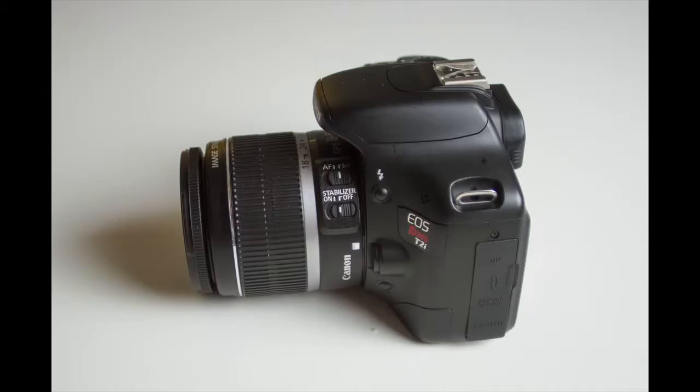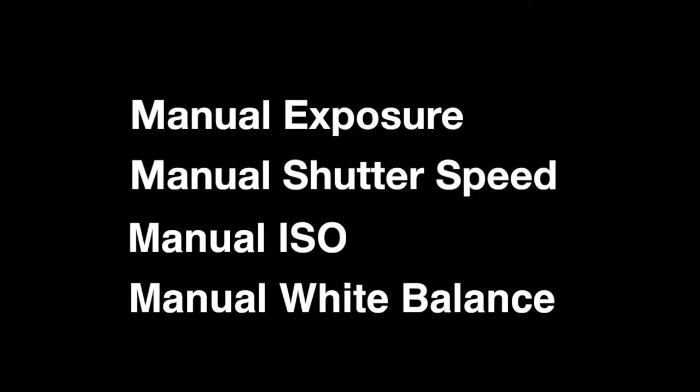Manual mode gives you more creativity over your image. For example, if you're shooting an interview where your lighting conditions may change in the background, it's probably in your best interest to be in manual mode. This way, the camera will always be set to the settings that you decide what you want the image to look like. We're going to talk about manual exposure, manual shutter speed, manual ISO, and manual white balance.